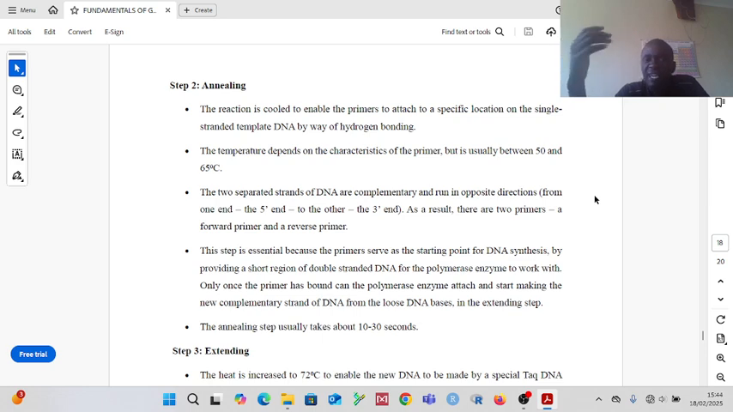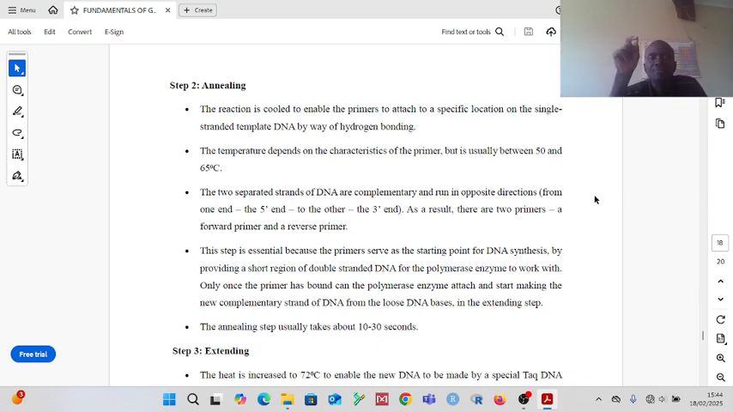Once the annealing has happened, this step is essential because the primers serve as the starting point for DNA synthesis. If we don't have primers, then we will not have a starting point for DNA synthesis. They do that because they provide a short region for which the polymerase enzyme can now work with.